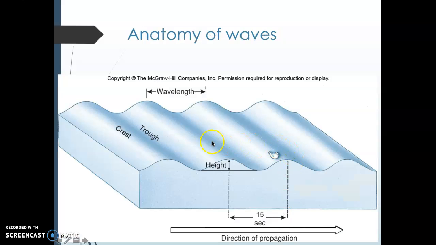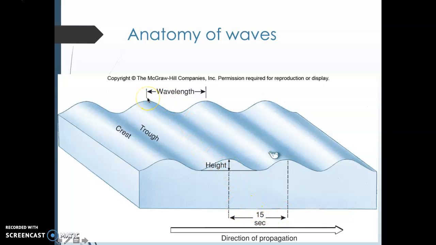And so here's the anatomy of waves, right? So here's the deep part, the trough. Here's the top part, the crest. And between two crests would be a wavelength. And the time it takes from one crest to another to pass through a stationary point, for example, 15 seconds, this would be the period.